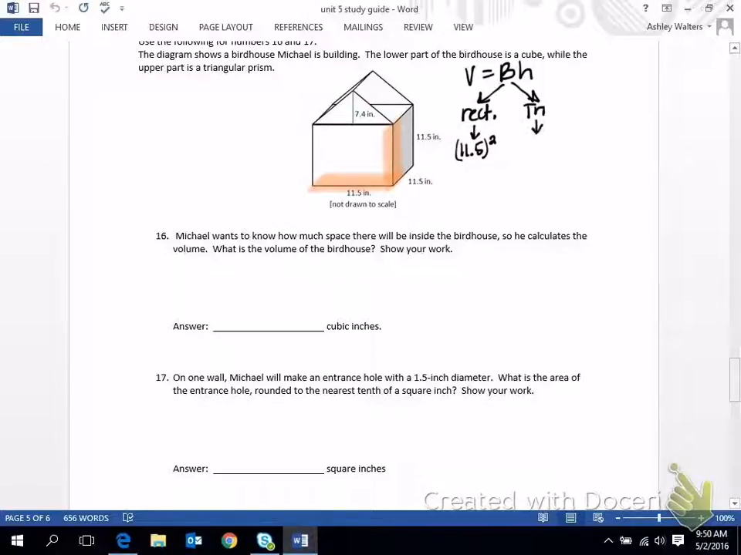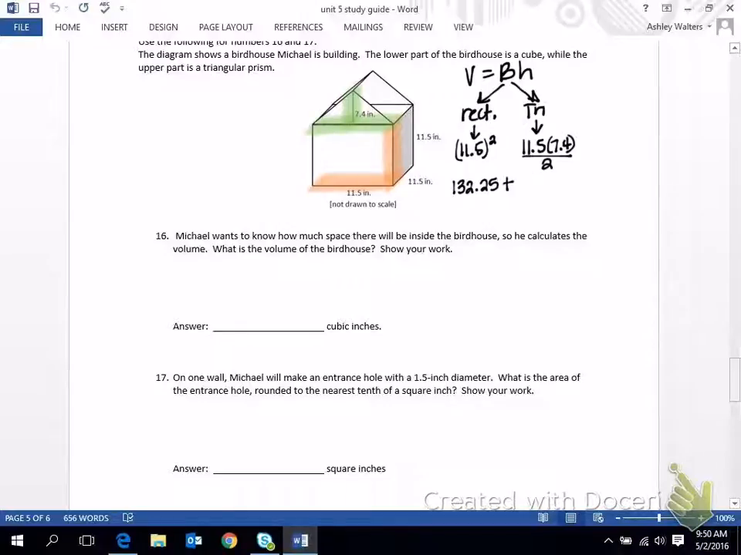The triangle is 11.5 by 7.4. But because it's a triangle, we have to divide it by 2, since it's base times height divided by 2. So 11.5 squared is 132.25. And again, 11.5 squared is the same as saying 11.5 times 11.5.